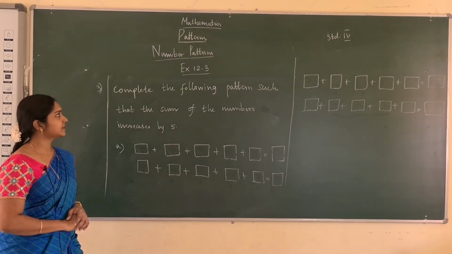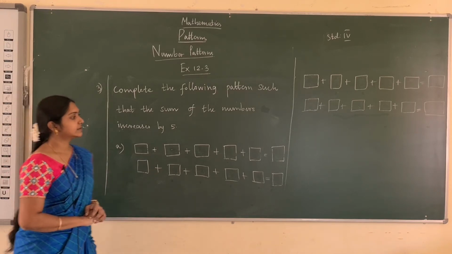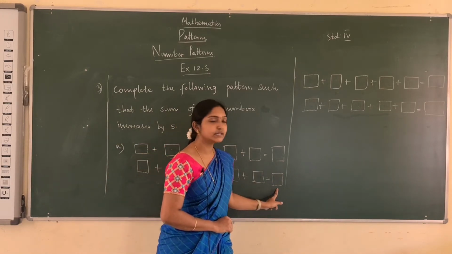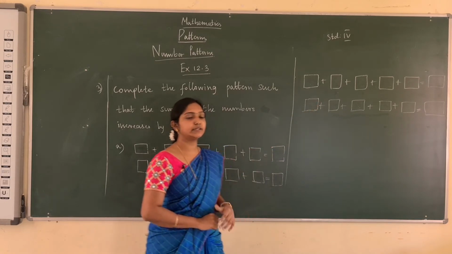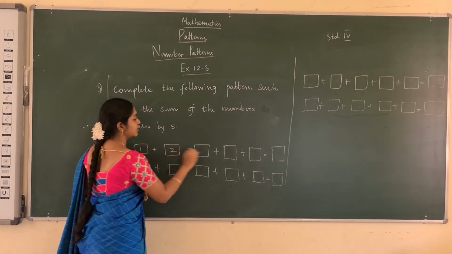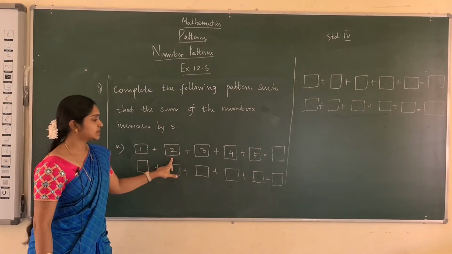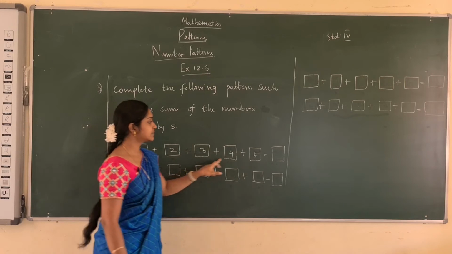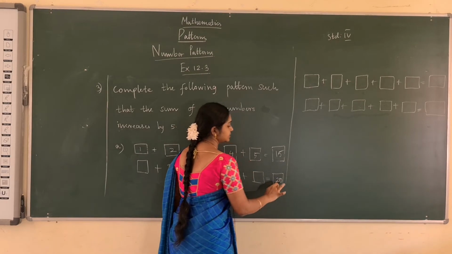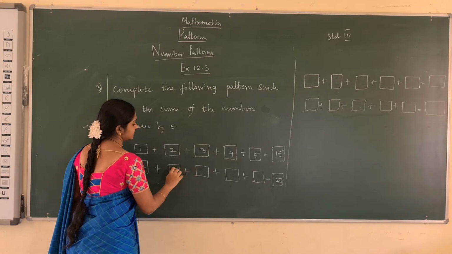The third question is complete the following pattern such that the sum of the numbers increases by 5. Here the sum should be going on increasing. If the sum is 5 here, next here should be 10, there it should be 15 and there that should be 20. So the sum should be increasing by 5. First fill the numbers with 1, 2, 3, 4, 5. 1 plus 2 is 3, 3 plus 3 is 6, 6 plus 4 is 10, 10 plus 5 is 15. So here the sum should be 20. Now fill the numbers such that it sums up to 20.